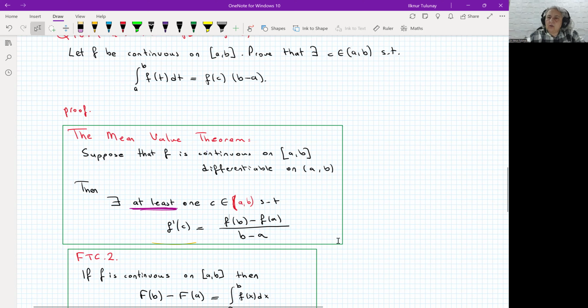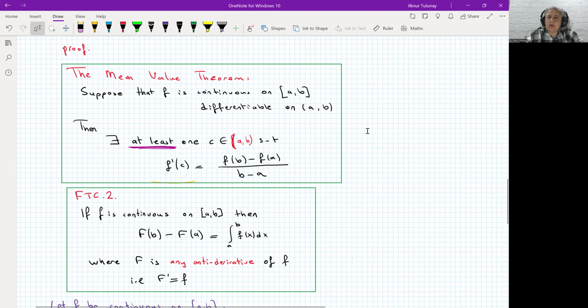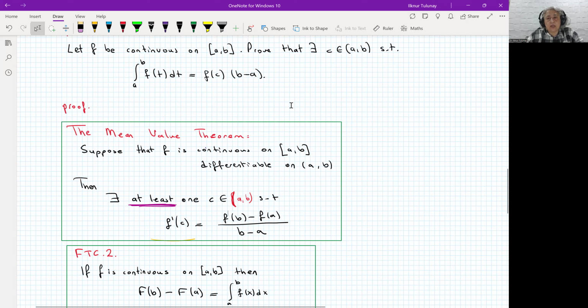And we have just seen the first fundamental theorem of calculus. This is the second part that I need to use. If f is continuous on the interval, then the integral from a to b of f(x) dx will be capital F(b) minus capital F(a), where the capital F is the antiderivative of f, which means the derivative of capital F gives us f. So by using these two theorems, I'm going to prove this equality, that there exists a c satisfying this condition.